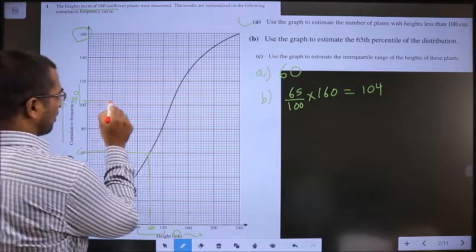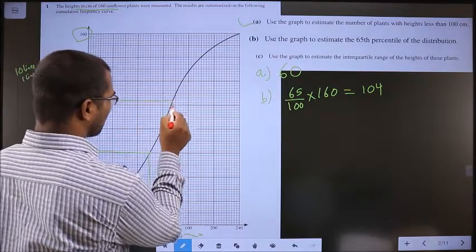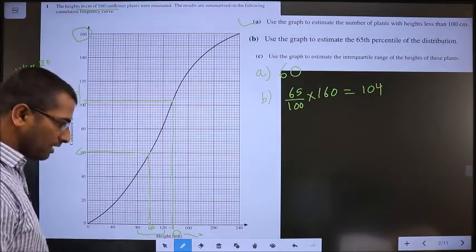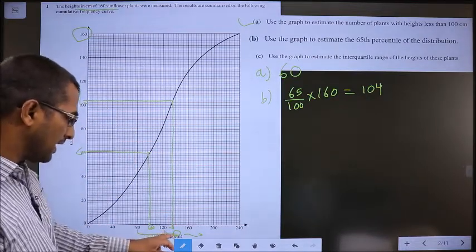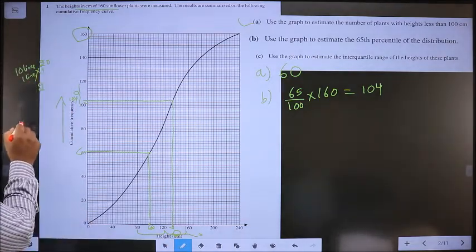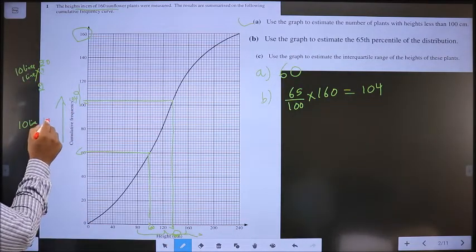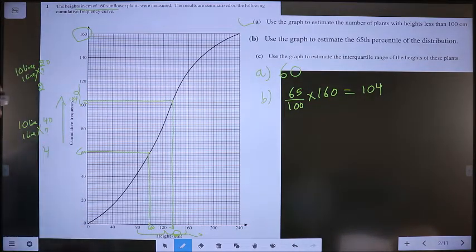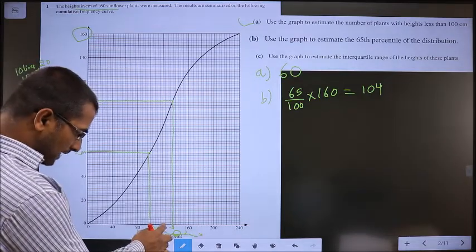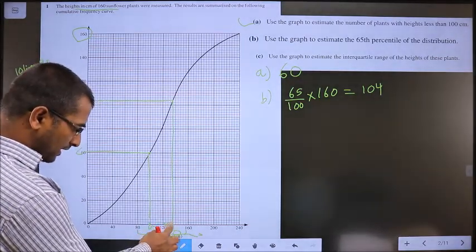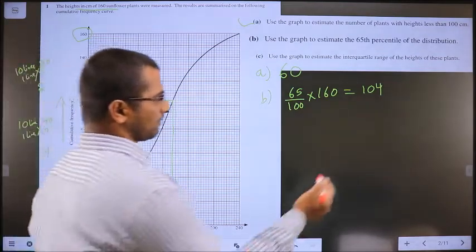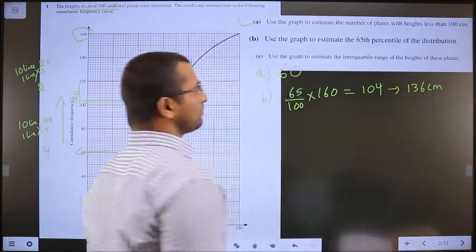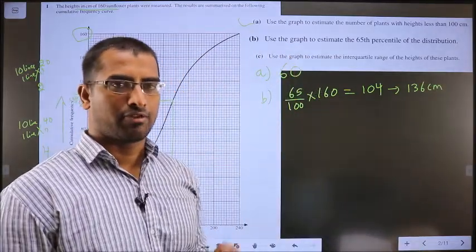So at 104 drop a line onto this curve and then over here. This meets here. Here also the same thing. The gap is 40. So for 10 lines it is 40. So one line is how much? If you do cross multiplication you will get 4. That means 124, 128, 132, 136. So for this I get 136 centimeters. That is the answer for B.